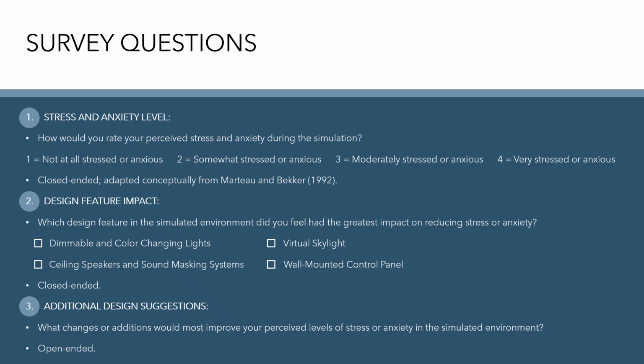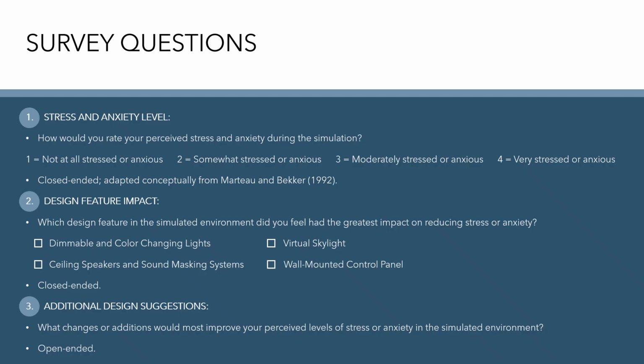The first question measures stress and anxiety levels using a 4-point Likert scale, ranging from not at all stressed or anxious to very stressed or anxious. This close-ended question is adapted conceptually from Martu and Becker's 1992 work with the State Trait Anxiety Inventory and is designed to assess perceived emotional responses from the simulation. The second question evaluates the impact of specific design features. Participants would select which element had the greatest effect on reducing stress or anxiety. This question is also close-ended and helps identify which environmental interventions participants found most effective.